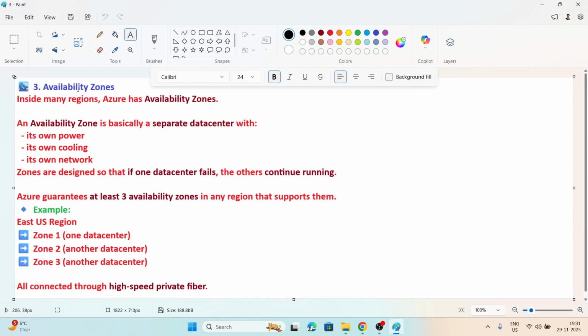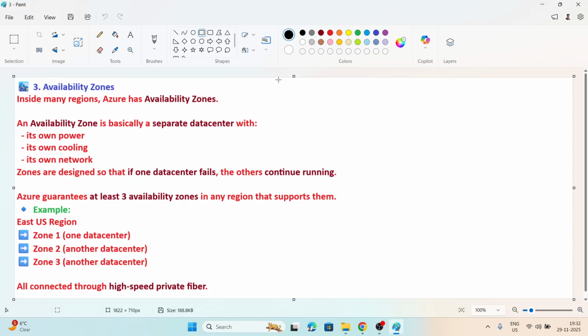Now comes the availability zones. Inside many regions, Azure has availability zones. An availability zone is basically a separate data center with its own power, its own cooling, its own network. And zones are designed so that if one data center fails, the others continue running. And Azure guarantees at least 3 availability zones in any region that supports them. For example, zone 1, zone 2, zone 3, all connected through high speed fiber.